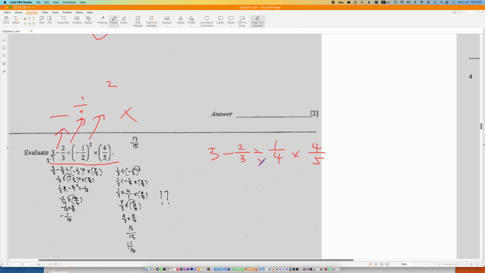So, minus, divide, times, which one first? Divide. Yes. So when you divide, it's times, flip. Right? Do the times first. 2 times 4, 8. 3 times 1 is 3. Which one do first? The times. 4 times 8, 32, 50. 3 minus this, what's the answer? That's it.